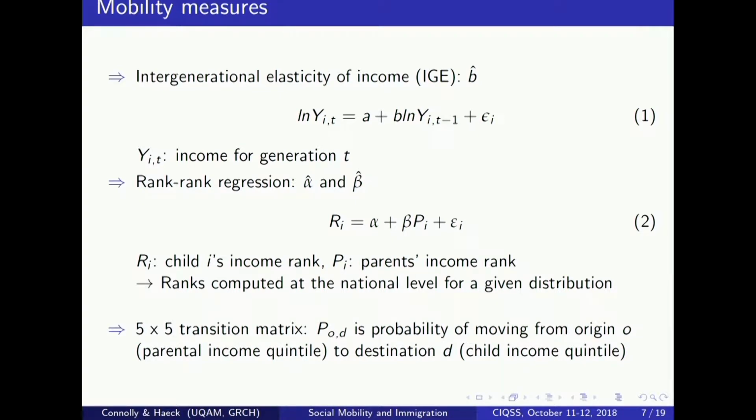Another measure that we can use is the rank. So you do the same thing, but instead of using log income, you use rank. And then you can look at transition matrices, and we're going to use 5x5 transition matrices, where basically you compute the conditional probability of being in a certain income quintile of your distribution based on your parents' income quintile. So you have 5 columns for the parents and 5 columns for the kids, and then you have a 5x5 transition matrix.